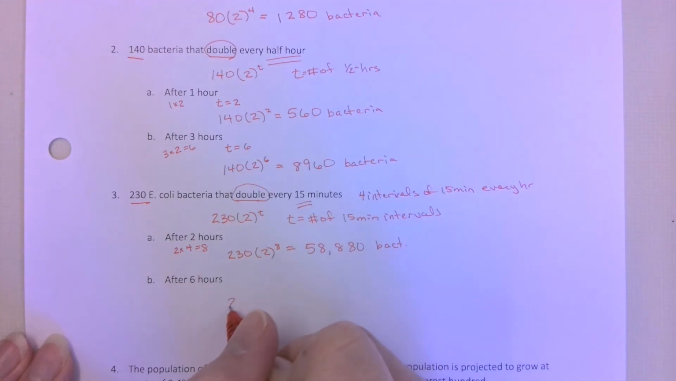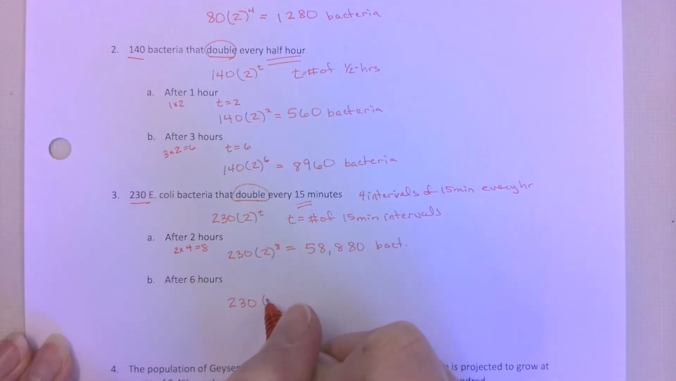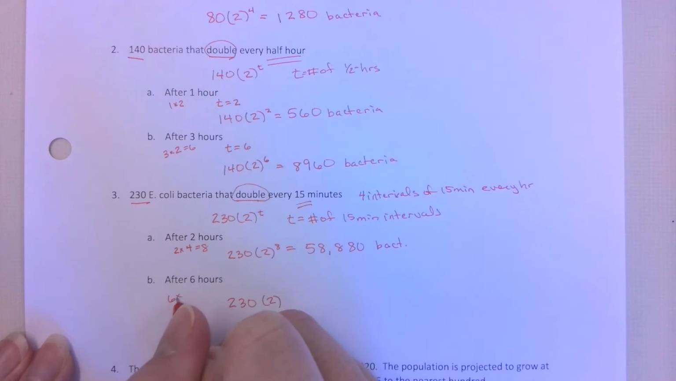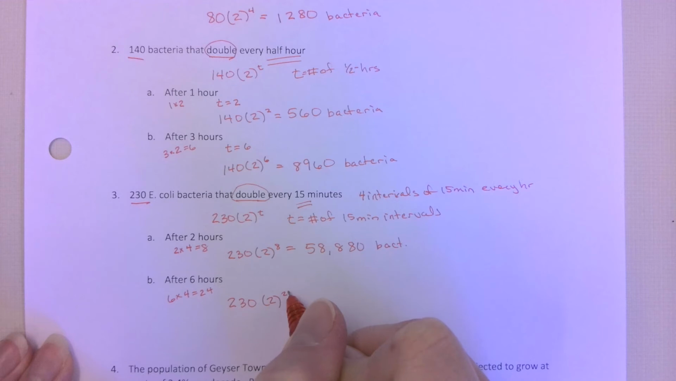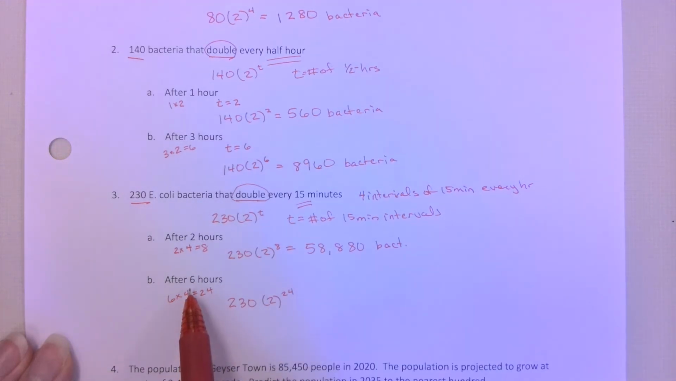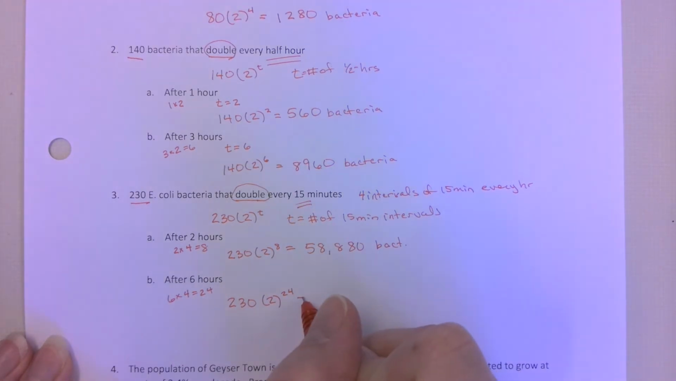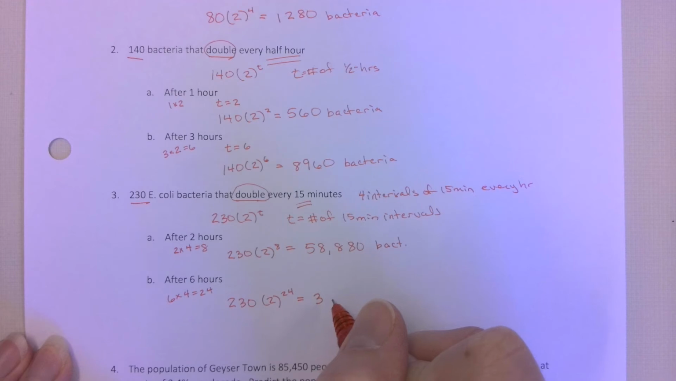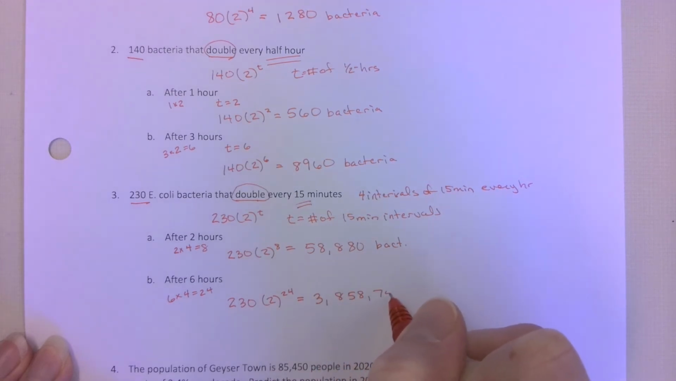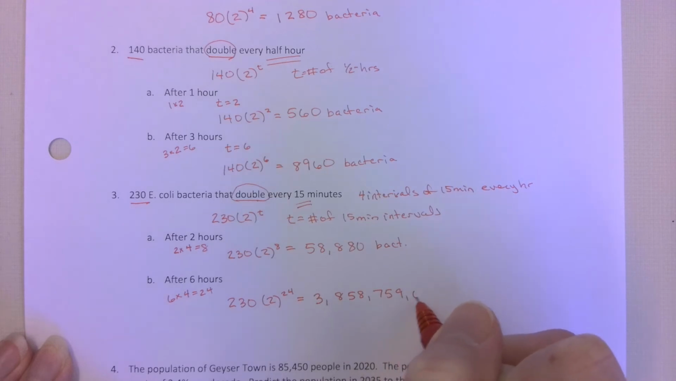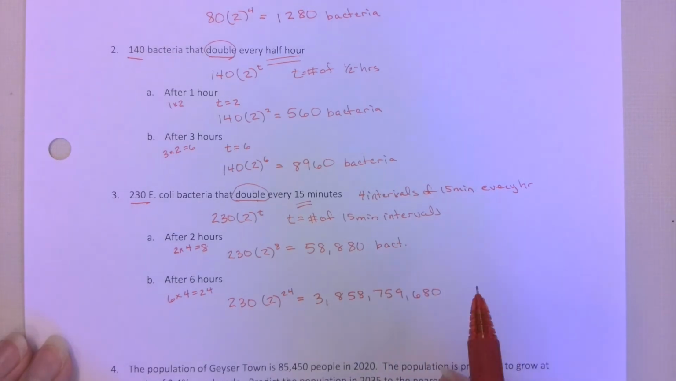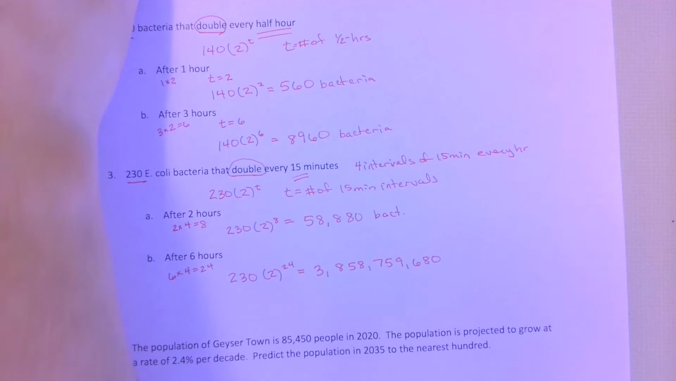And in 6 hours, that's 230, same amount, times 2, but 6 hours times 4 intervals each is going to give us 24 times. So the idea is in 6 hours, the bacteria is doubling 24 times because it's happening 4 times per hour. All right, this gives us a pretty large number. So we have 3,858,759,680. And so that's our answer, but let's add on one quick idea.